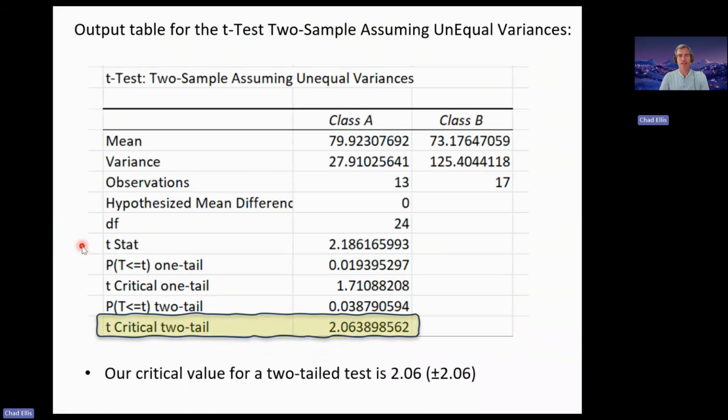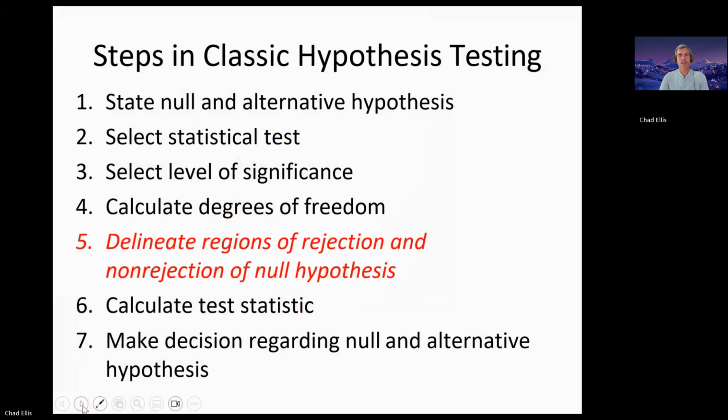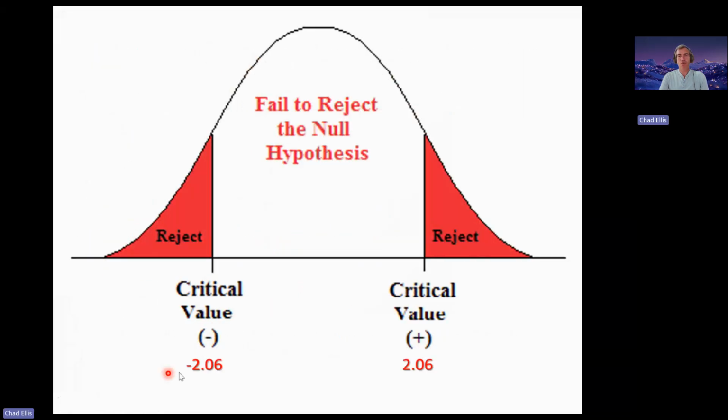Well, we're doing a 2-tail test. We're just wondering if there's any differences or not. So our t critical, that's our critical value for the t-test, is 2.06. So again, it's a 2-tailed test, so we're going to take the positive and negative values of that critical value. So now we can delineate the regions of rejection and non-rejection. So there's our critical values, 2-tailed test, so positive and negative values.